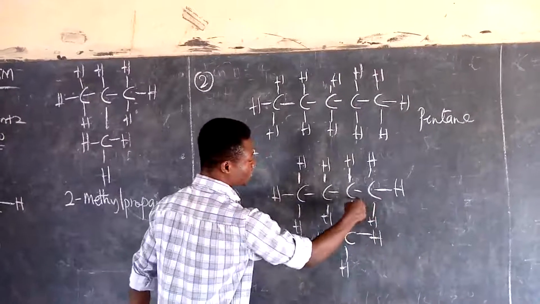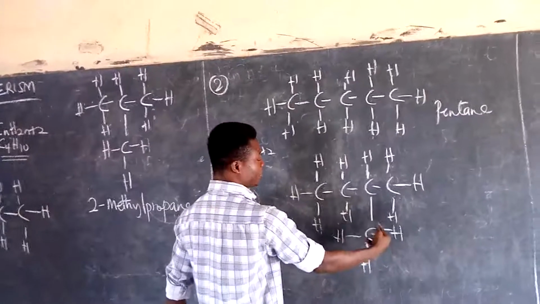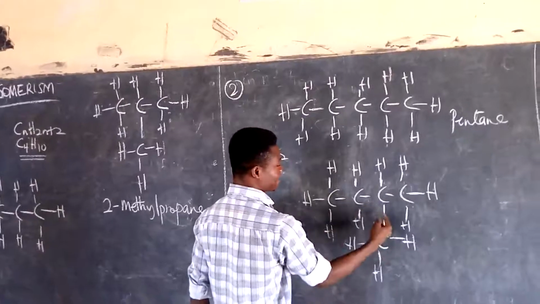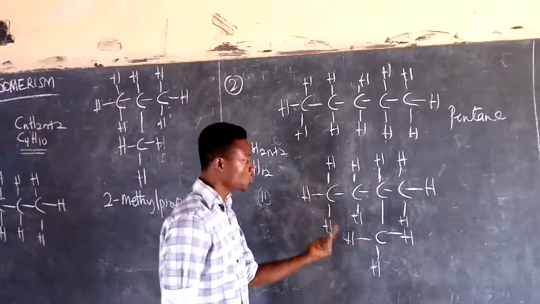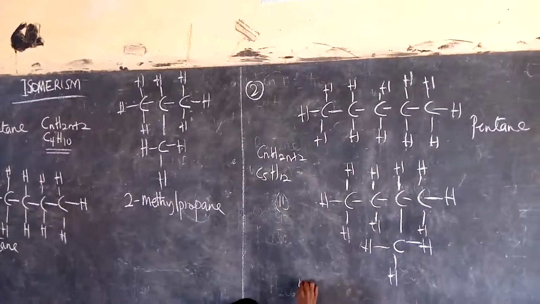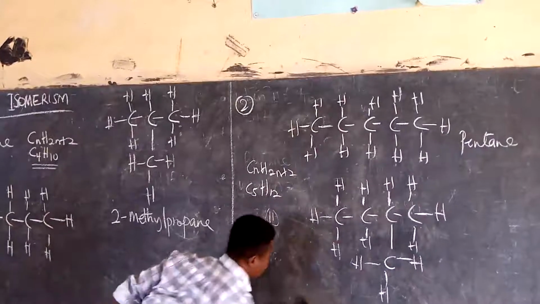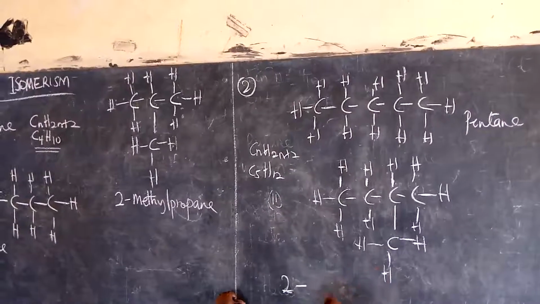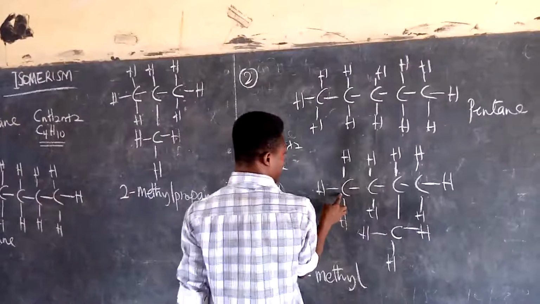So from here 1, 2, counting from the right, the branch compound is formed on the second carbon. Counting from your left, the branch compound is formed on the 3rd carbon. So we can't name it by using 3, but we can name it by using 2 because 2 is closer than 3. So we say that the name of this compound becomes 2, and the name of the branch compound is called methyl. 2-methyl.